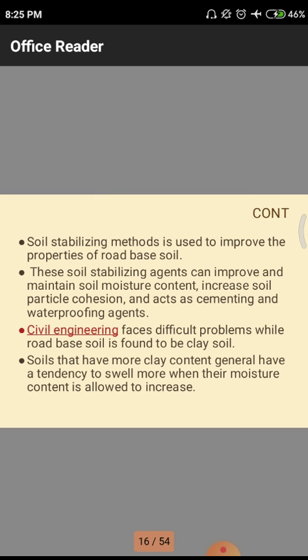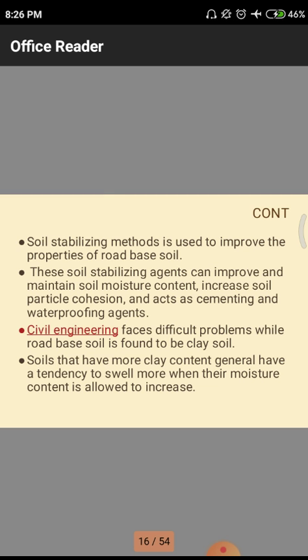Next one: civil engineering faces difficult problems when road based soil is found to be a clay soil. In most of our civil engineering structures, if we are constructing a project in a clay stratum, the clay stratum has very fine particles and they will absorb water, so we have to face a lot of problems while we are going for construction. So we need to consider road based soil in the form of these clay soils.